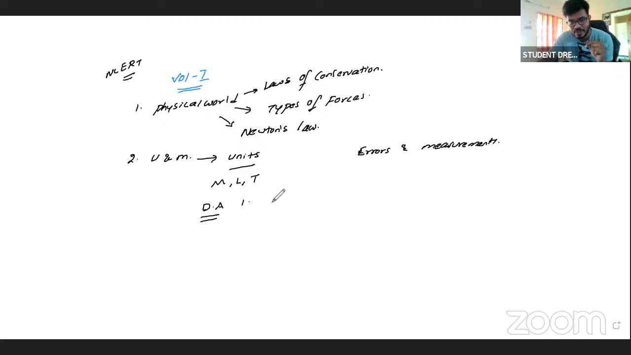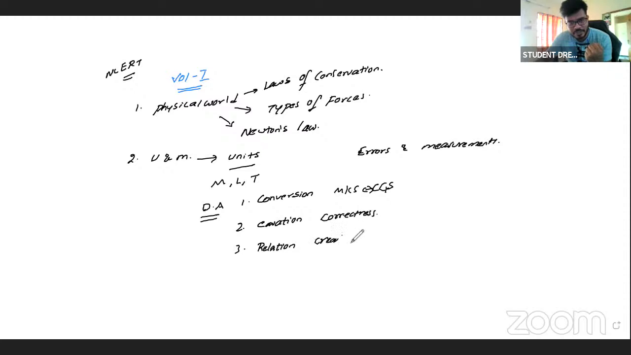One, conversion. With the help of your dimensions, we are going to convert between your MKS and CGS formats. MKS means meter kilogram second, and CGS means centimeter gram second. MKS to CGS and CGS to MKS, vice versa. Very important concept. Second, we are going to check the equation correctness with the help of your dimensional analysis. Very important and easiest. And third, relation creation with the help of your dimensional analysis, very important. Based on these three concepts there are so many questions. For NEET, one question from these three concepts will compulsorily come.